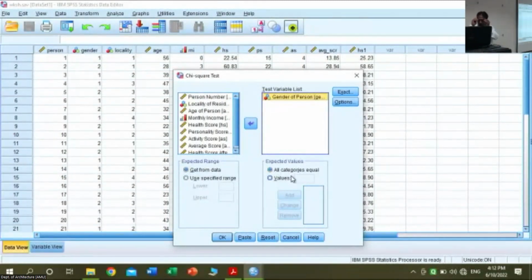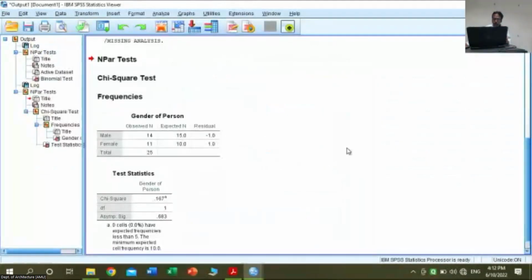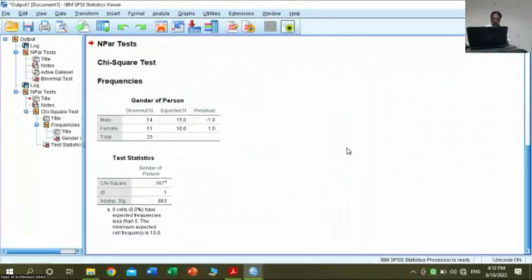तो यहाँ पर क्या करेंगे, अगर इक्वल इक्वल का है तो कुछ नहीं करेंगे, यहाँ पर एज इट इज छोड़ देंगे, ऑल कैटेगरीज आर इक्वल. बट व्हेन यू क्लेम लाइक दैट 60 and 40, so select here values, then type here 0.60, that is 60%, and add here, then type 0.40, then again add here. So 60 and 40%. Okay, and then okay. Here significant value is 0.83.